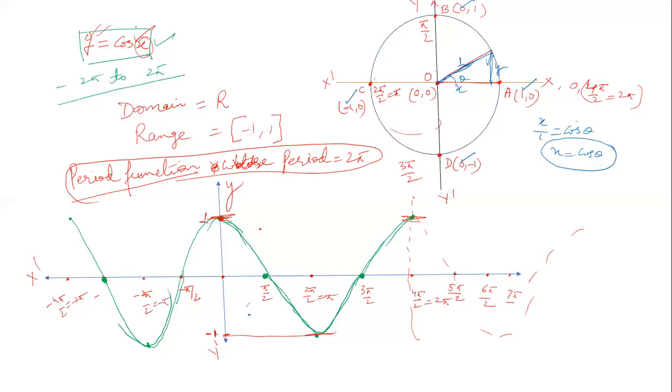Hence, we can see how to draw the graph of y equals cos x with the help of unit circle. And the domain would be capital R and the range would be minus 1 to 1 closed interval.